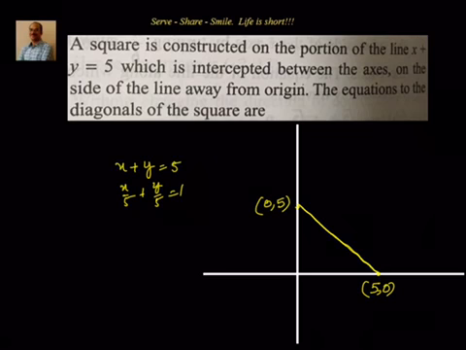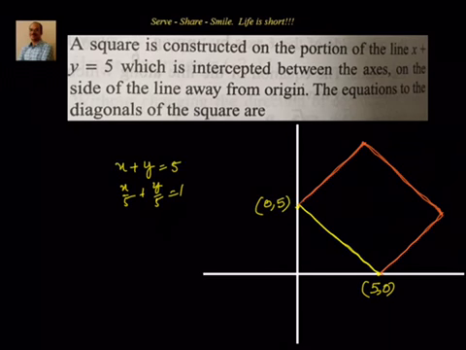Now we have been told that a square is constructed on the side of the line away from the origin. That means not this side; we construct the square on the other side. So let's try to construct the square. If I have this length, I'll go that much, again the same length, and let's join this. Let us say approximately this is our square.